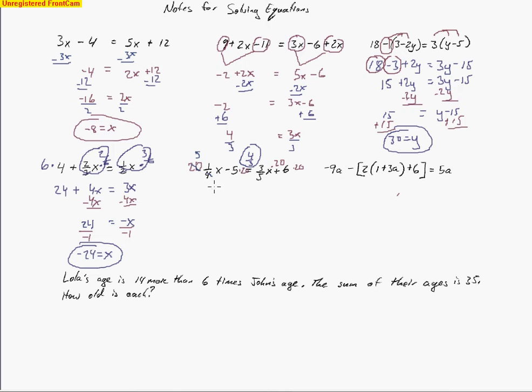So 5 times 1x makes 5x. 5 times 20 makes 100, so minus 100.